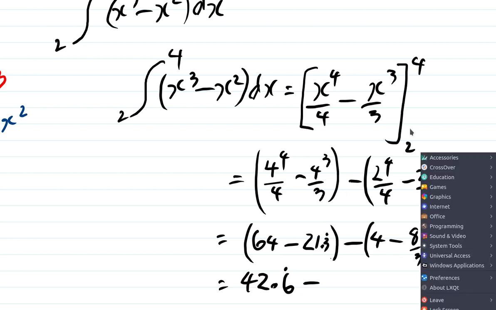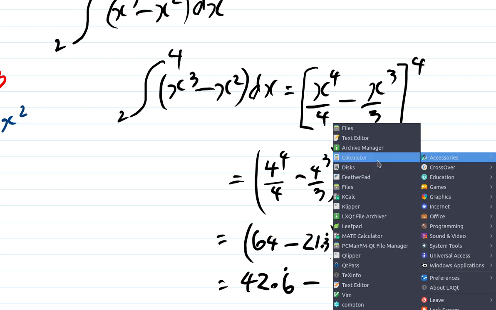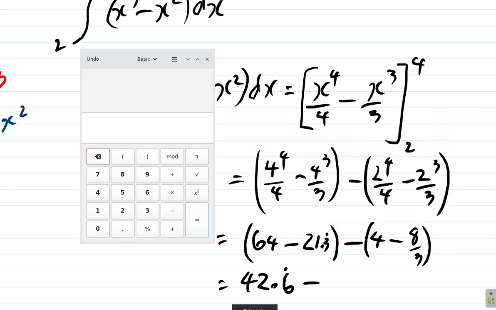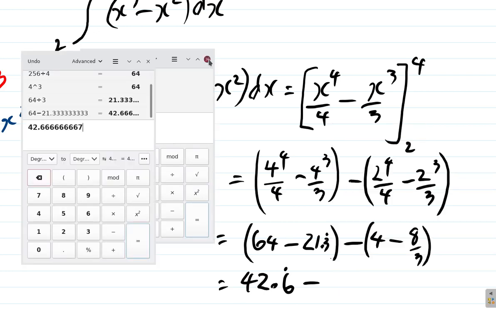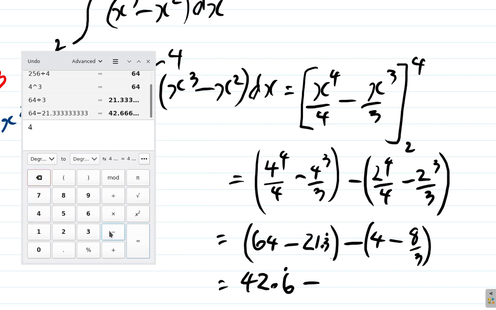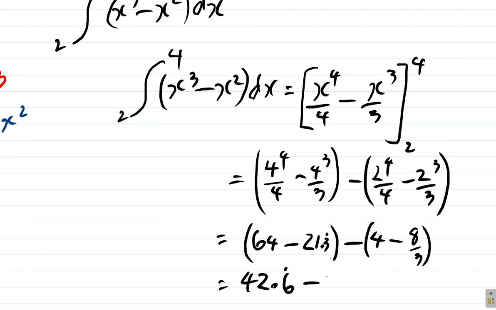And then 4 minus 8/3. So we have 4 minus, open bracket, 8 over 3, close bracket, equal 1 and 1/3, 1.3. So it's 1.3. The 3 goes on and on. Alright.